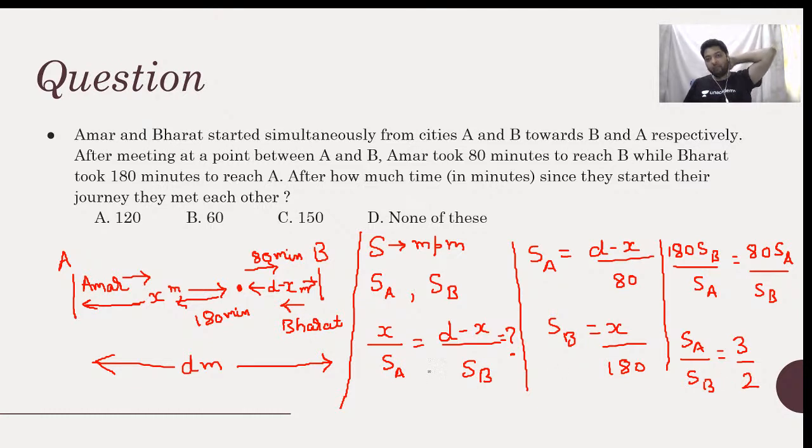We have to find what is x by SA equal to. x by SA is same as 180 SB by SA. Therefore, my answer is nothing but 180 into SB by SA, which is 2 by 3, which is nothing but 120. After 120 minutes, they met each other. Therefore, my answer is.